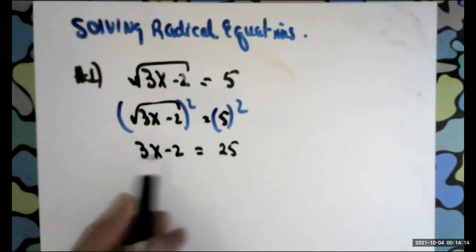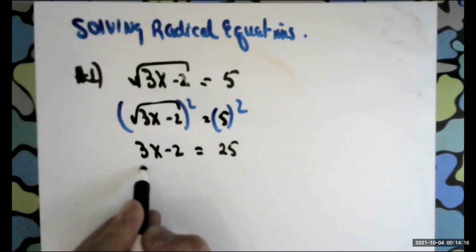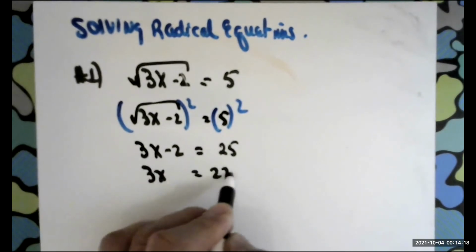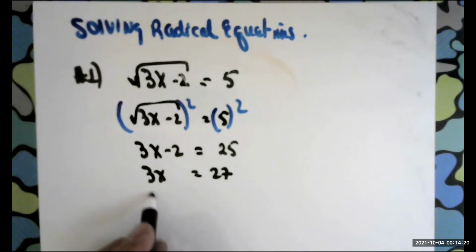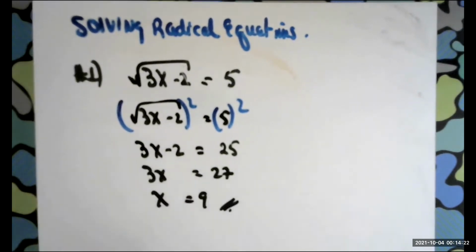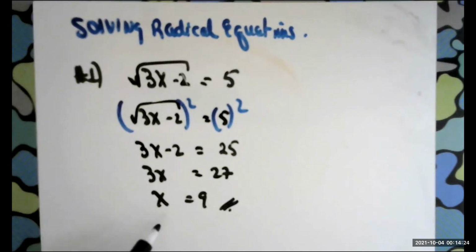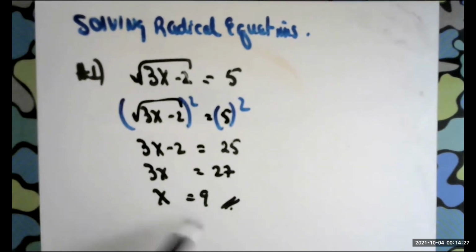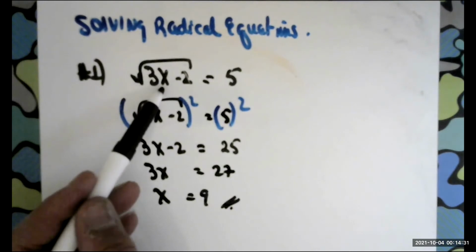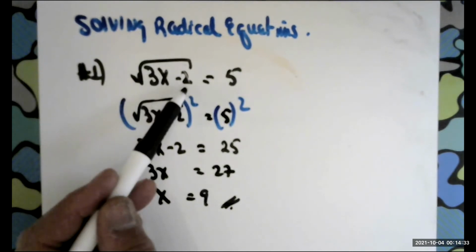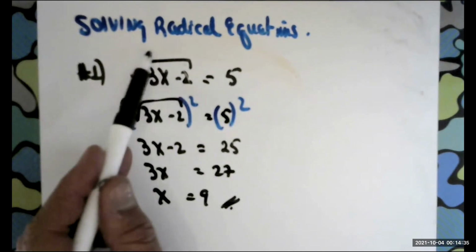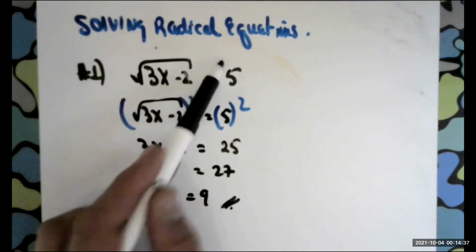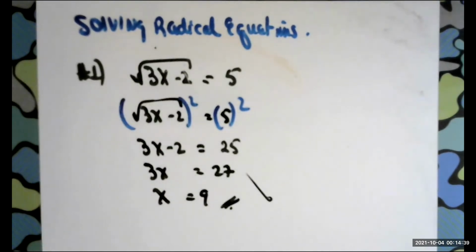Now it is business as usual. We may add 2. So 3x equals 27. We might divide by 3. So x equals 9, and we are done. We should always verify the work, because sometimes we get funny answers. So when x equals 9, 3 times 9, of course, is 27, minus 2, 25. The square root of 25 is 5, and indeed 5 equals 5. So the answer checks. Basic example.